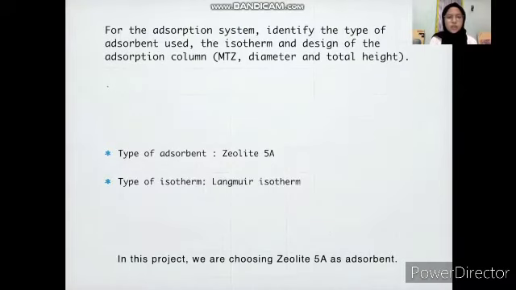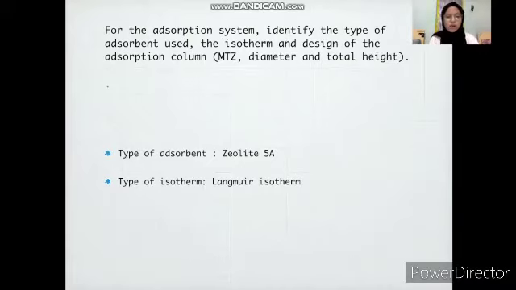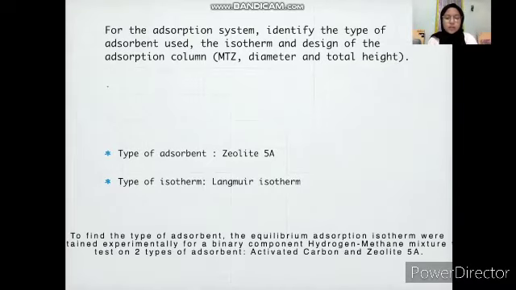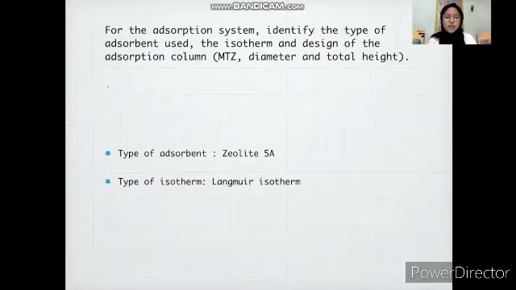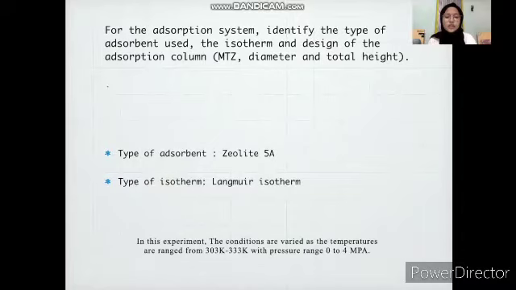So in this experiment, we are using zeolite 5A as an adsorbent. In order to find the type of adsorbent, the equilibrium adsorption isotherm were obtained experimentally for a binary component hydrogen-methane mixture to test on two types of adsorbent, activated carbon and zeolite 5A. In this experiment, the conditions are varied as the temperature ranged from 303 Kelvin to 383 Kelvin with pressure ranging from 0 to 4 MPa.